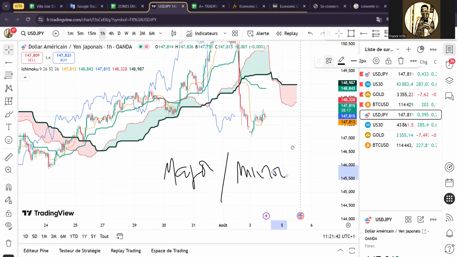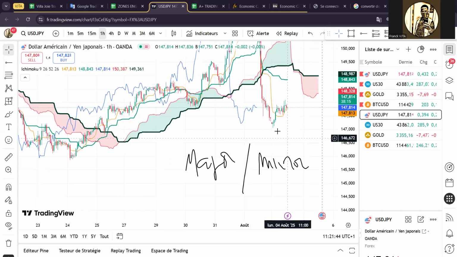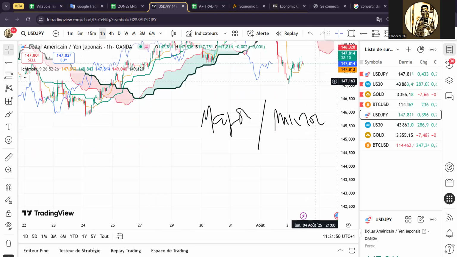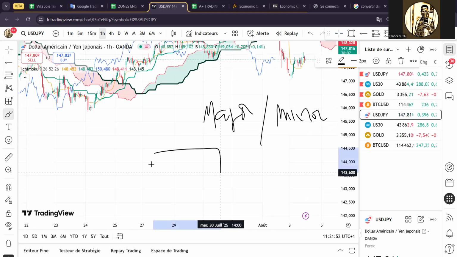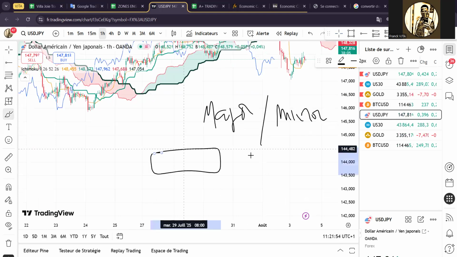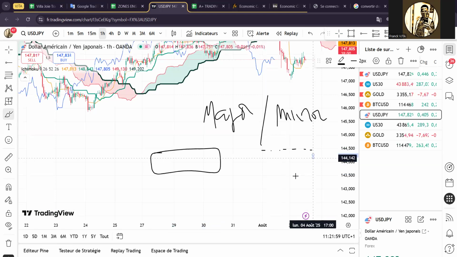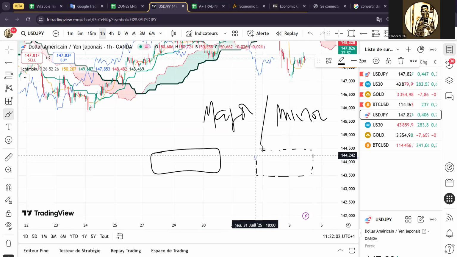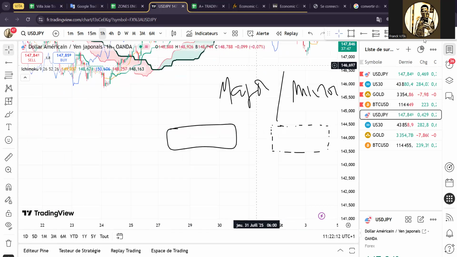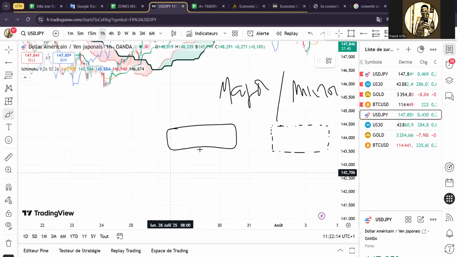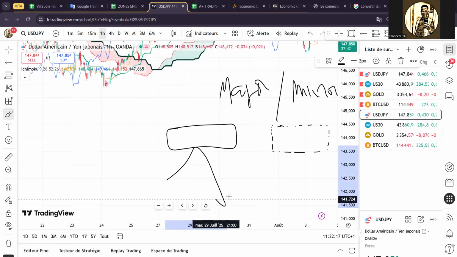Major zones are drawn with a continuous line. What do I call a continuous line? When I draw a rectangle like this, it is a rectangle with a continuous line. Minor zones are drawn with an interrupted line rectangle, like dot, dot, dot, some dots. That's also a rectangle, but with dots. So let me help you identify the major zones. Major zones are mostly zones where the price will tap in and make a huge reversal like this.